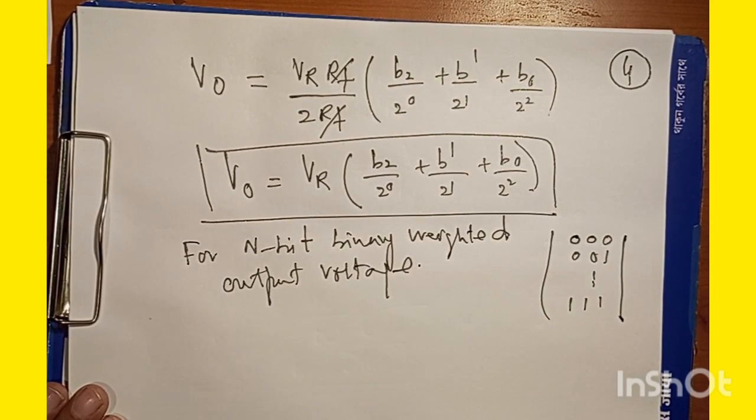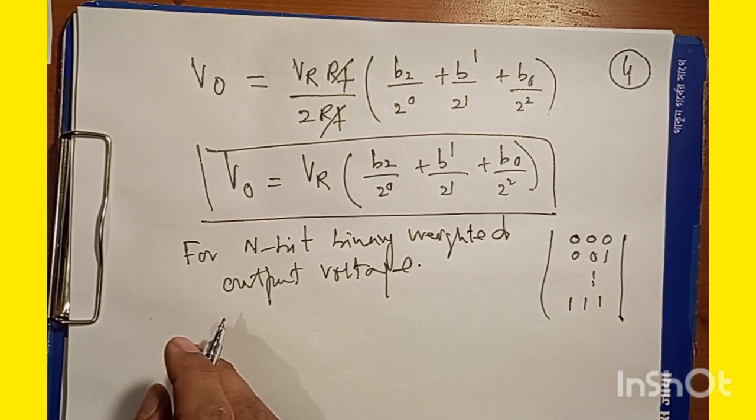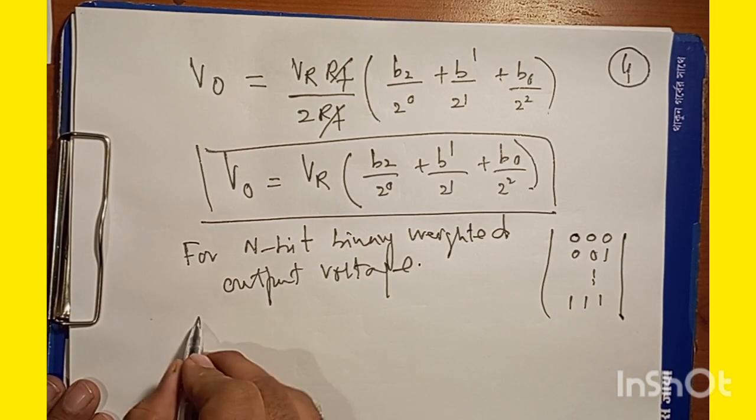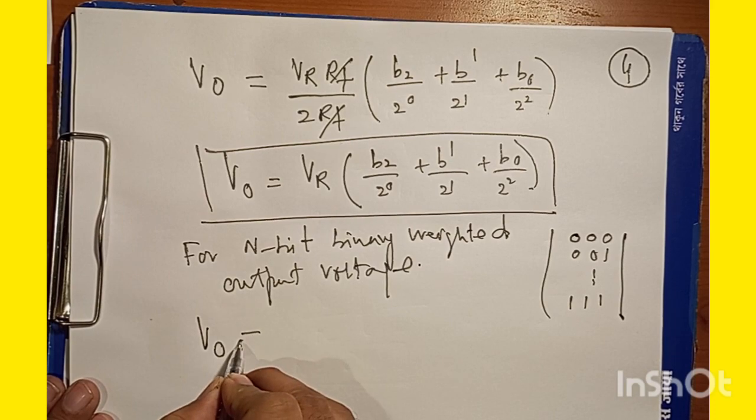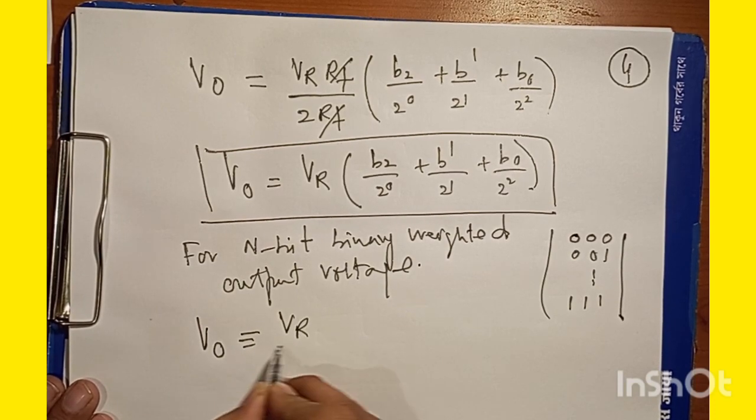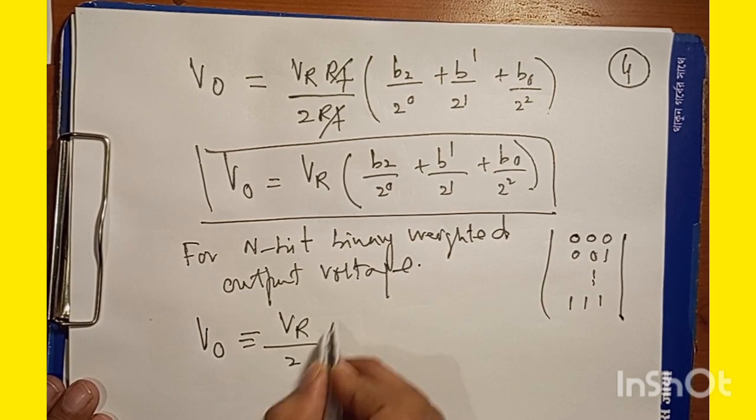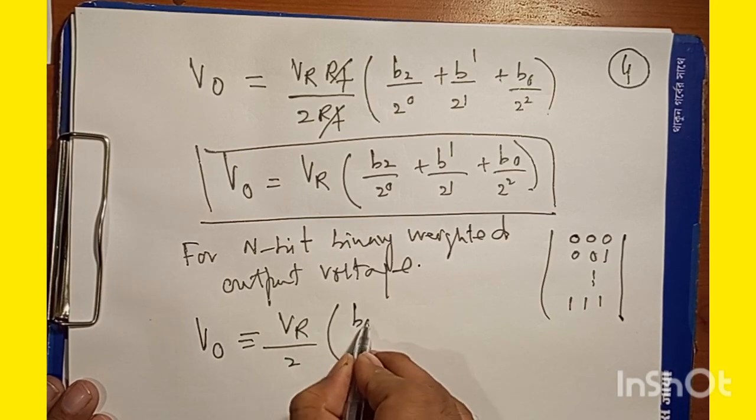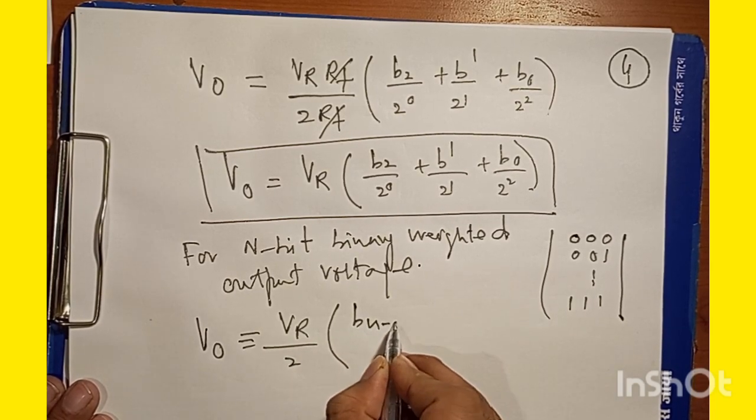So that's the case, right? And what will be that equation? How can I generalize that? How should I write this equation? I should say this V out is VR by 2, okay here. Then it is Bn minus 1.